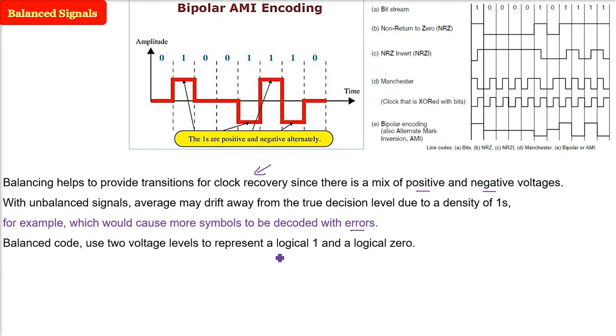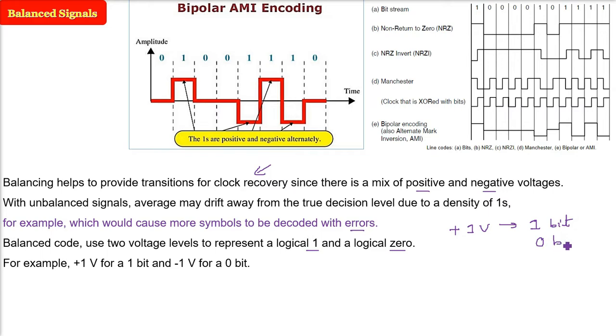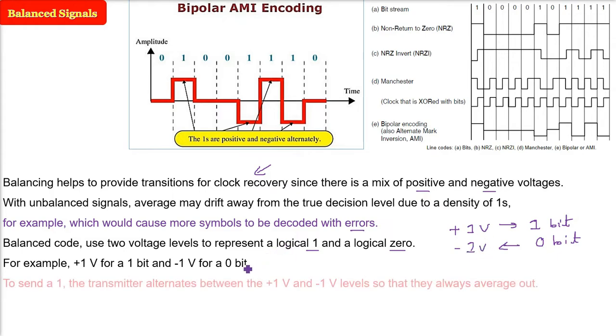So the balanced code, what do we do? We use 2 voltages to represent 1 and 0. In a balanced code where there is a proper mix of positive and negative voltages, we use 2 voltage levels. For example, plus 1 volt we use for the 1 bit and negative 1 volt for the 0 bit. This is how it will be balanced, and we will be able to represent a 1 and 0.